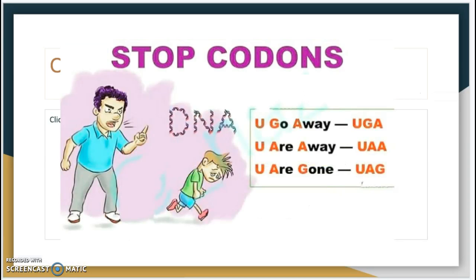Here's a little picture of my dad yelling at me when I was little. It's a mnemonic for stop codons. You go away, UGA, you are away, UAA, and you are gone, UAG. I know I look a little bit mad there, but it was probably for my own good.